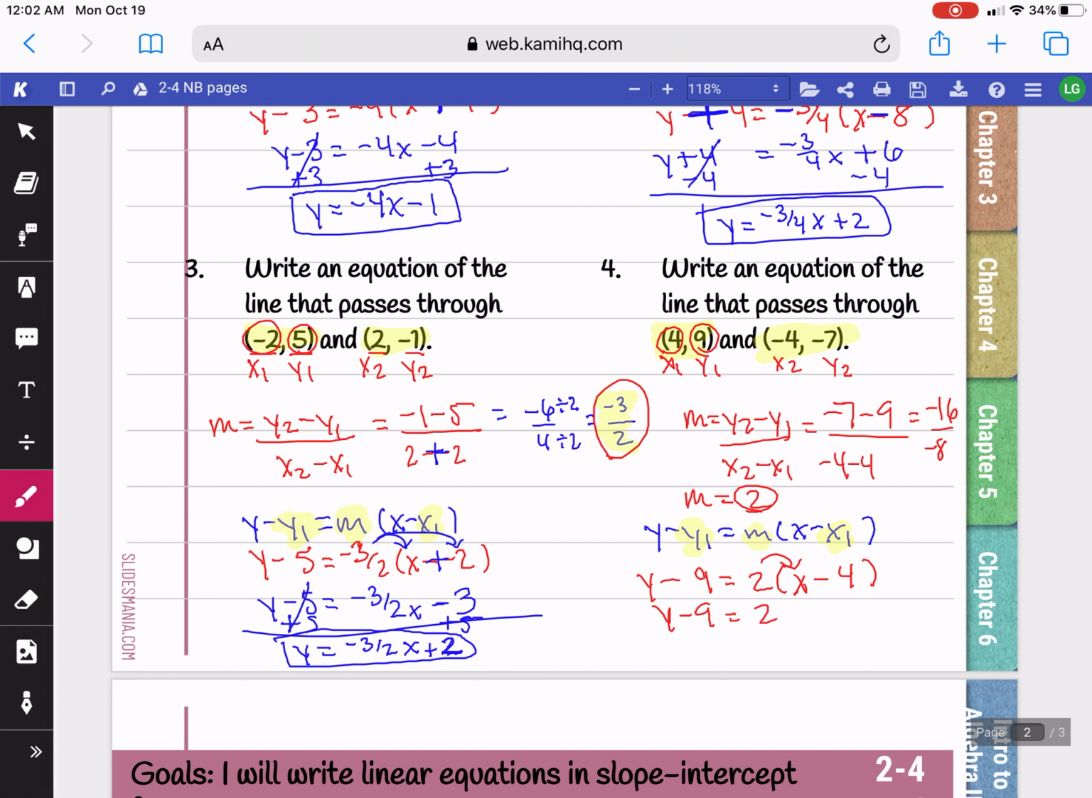2 times x is 2x, 2 times negative 4 is negative 8, and our last step would be add 9 to both sides. So I get y equals 2x, negative 8 plus 9 is positive 1. So our slope is 2, and since our equation is 2x plus 1, this line would actually have a y-intercept of 1. So anytime they give you a point and a slope, you use point slope form. If they give you 2 points, you're going to have to find the slope of those 2 points first, and then use point slope form.